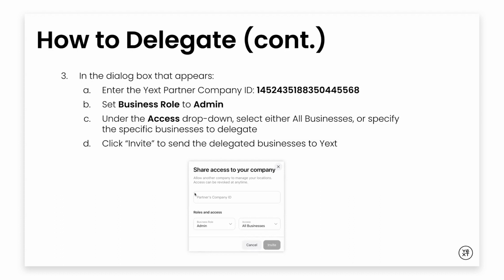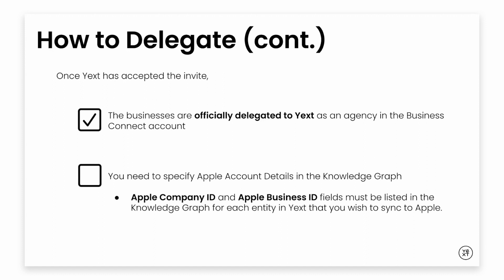Once you've put in that ID, you basically want to select the roles and access. So for this, the role you'll want is admin, and then access. In most cases, you'll want to delegate all businesses. But if for some reason you only want Yext to have access to a subset of your businesses or brands, you can select a subset here. But the easiest way is just to do all if we're managing all of your locations. Then what you do is you click invite. What the invite does is it will basically send us an email, and we'll go to that email and we'll confirm. And that means that we officially have access to your account, and you are mostly delegated.